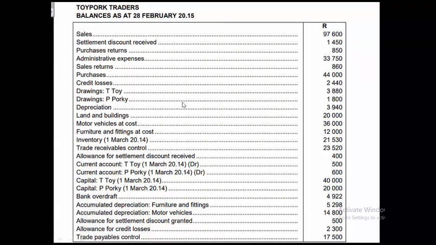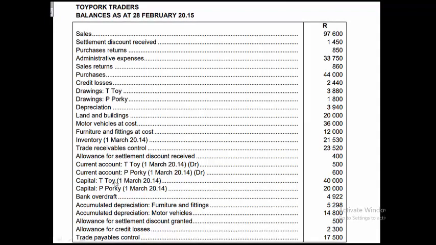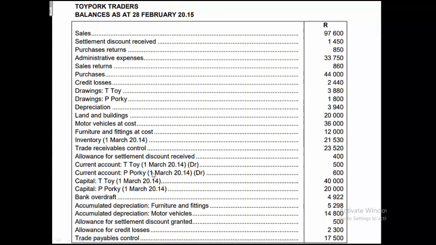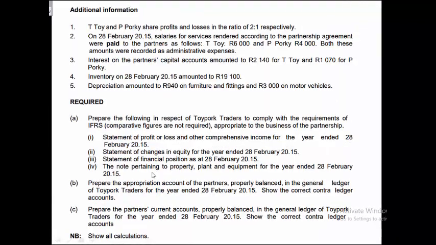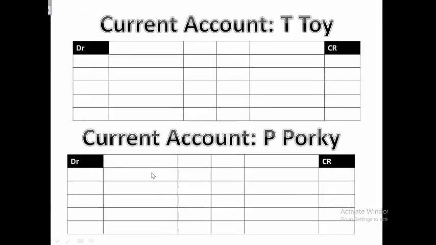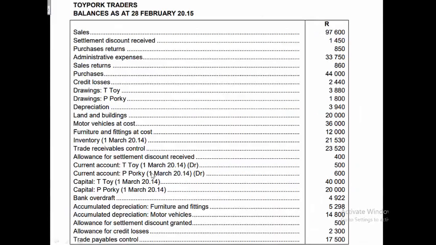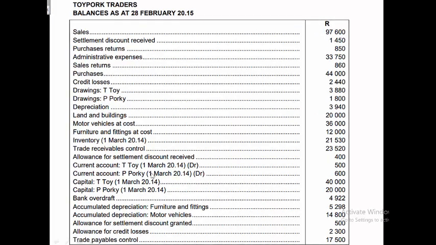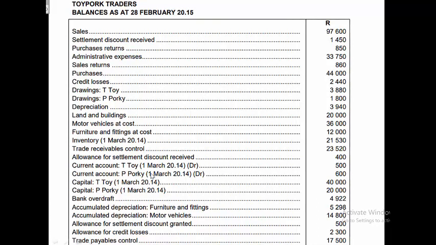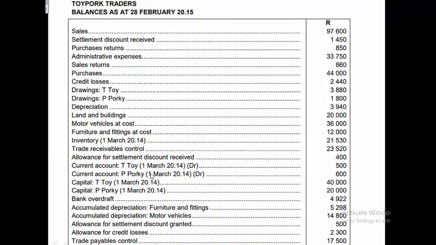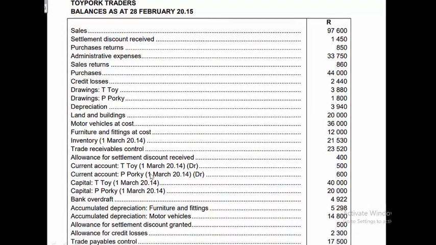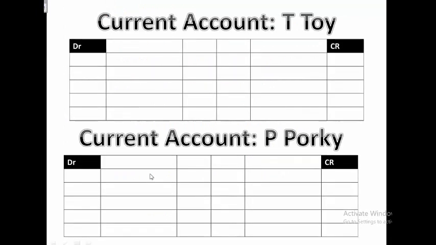Now for the current account, we clearly must record the balances, and in the list of balances we have been given a current account on the 1st of March 2014, and with that we can start recording. Before we go further, I need to check whether they are credit or debit balance. Now it says debit balance, and let's look at the amounts: 500 and 600 respectively. So T-Toy 500 and then P-Porky 600. Now we'll go down and record that information.